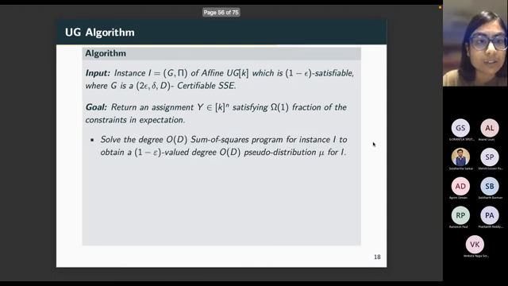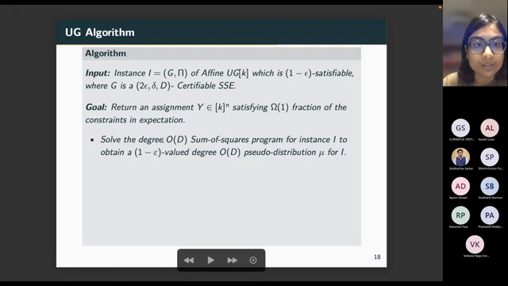Okay, so what is the algorithm? Firstly, we write a convex relaxation for the problem. If our graph is D certifiable, then we write a degree O of D Sum-of-Squares program for the instance. After this, we obtain a 1 minus epsilon value, degree D O of D pseudo distribution for the instance. For this talk, it's enough to think of this pseudo distribution as a distribution over the satisfying assignments of the instance.